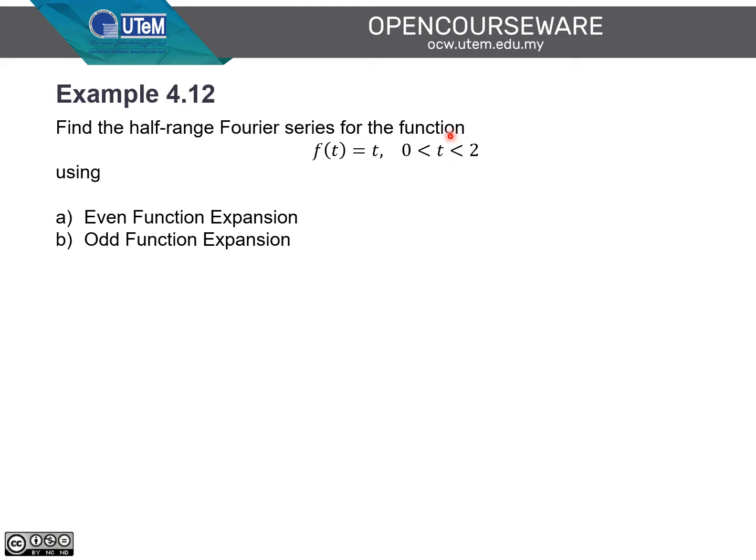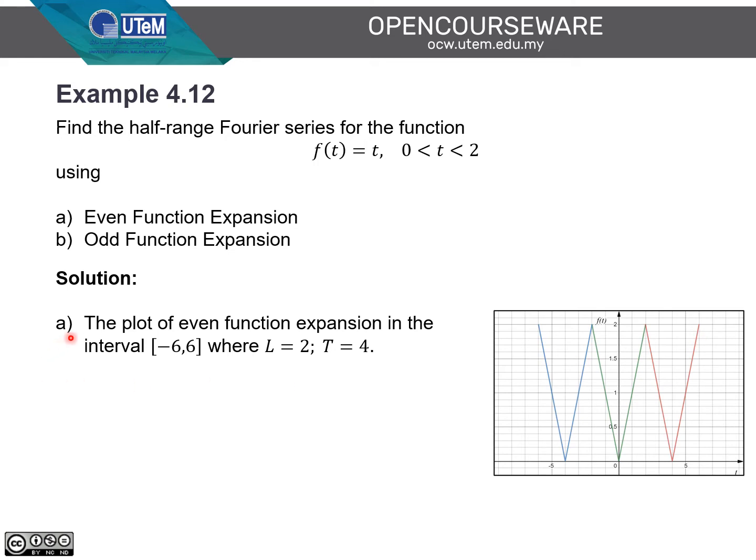The question is, find the half-range Fourier series of the function using A, even function expansion, and B, odd function expansion. To answer question A, first we need to plot the expansion into an even function in the interval t from -6 to 6, where L equals 2 and the period T is 4.